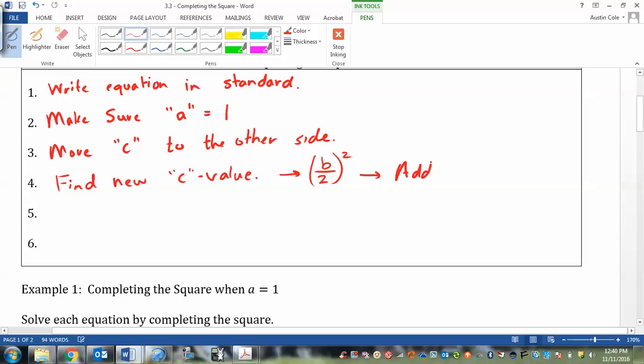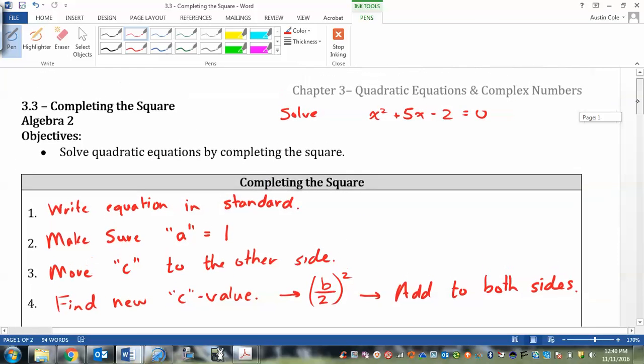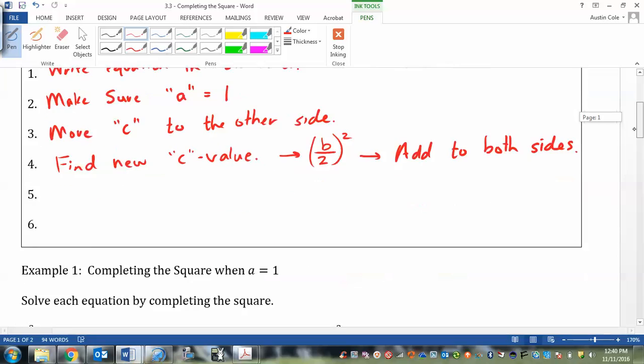And then I want you to add to both sides. Okay, here's what we're going to do. We're going to take our b value and divide it by 2. Or we're going to say, hey, what's half of our b value? And then we're going to square that number. So that's what that means: b over 2 squared.